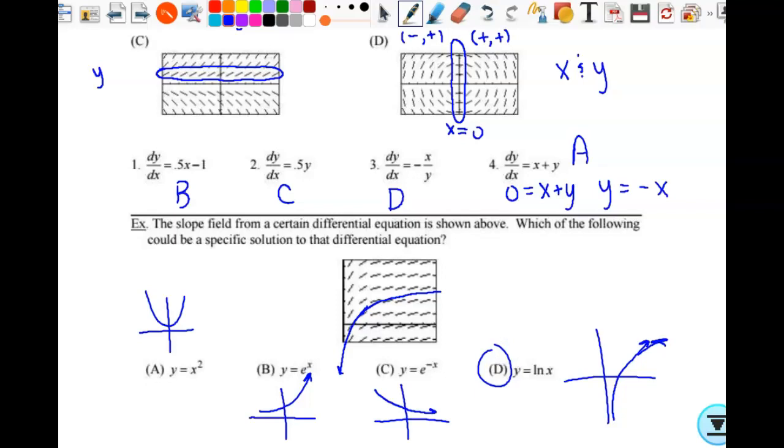Okay, so do you see the difference? You got to pay attention. Am I matching the slope field to the corresponding differential equation, or are we matching the slope field to the actual solution? So if you're matching it to y equals something, you got to identify what function type you're looking at.